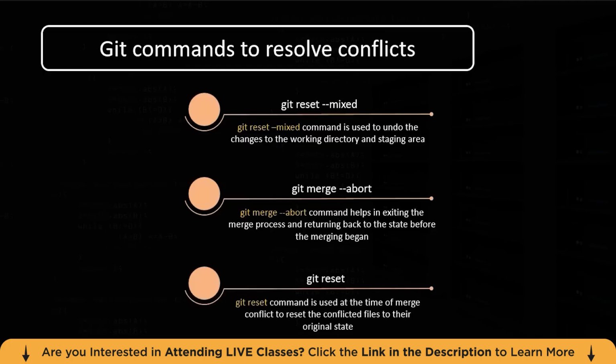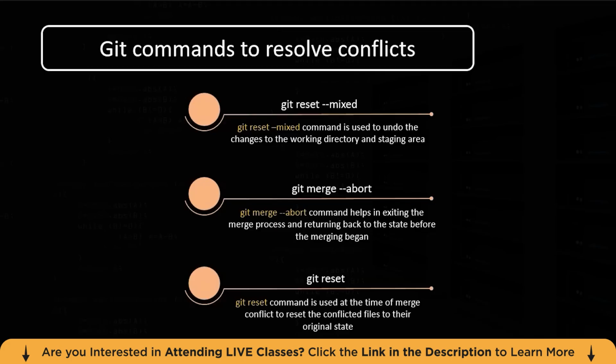And the last one is git reset. The git reset command is used at the time of merge conflicts to reset the conflicted file, so that we can go back to the state before the merge activity was started. Git reset will help me reset all the files in the conflicted area, and the latest files will be checked out and replaced.